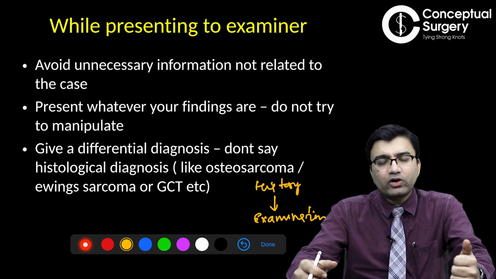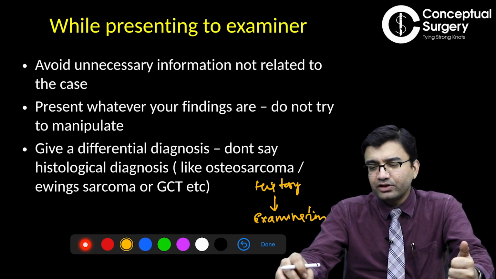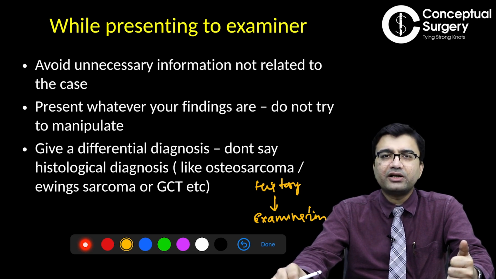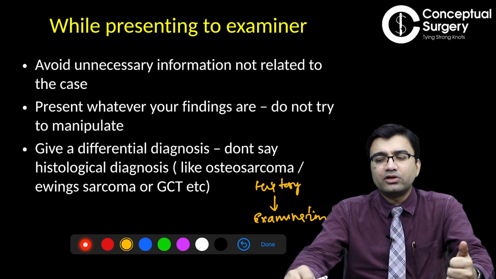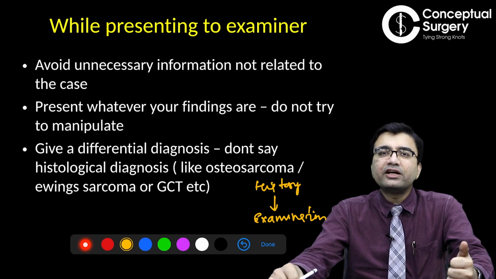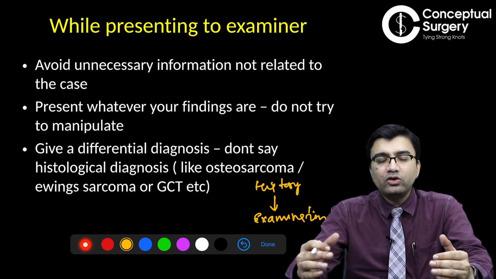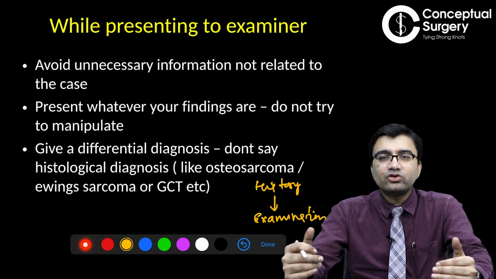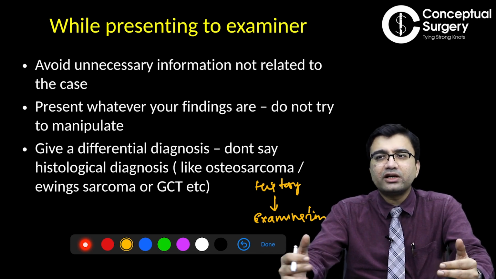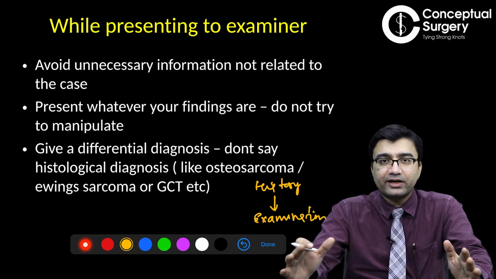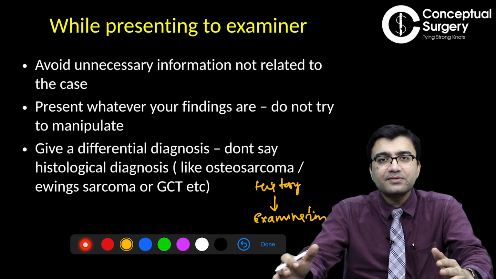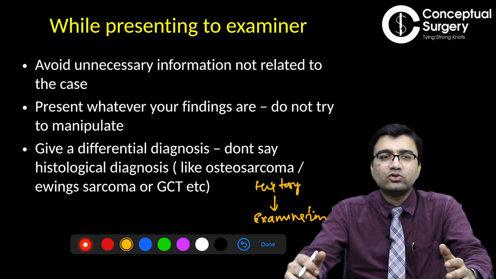So one, avoid unnecessary information. If any history is not pertinent, then don't utter it. Just say what all the positive points are, and the negative points should be to rule out the other conditions. It should not be just that you say no urinary difficulty, if it is not related to your case. If it is related, definitely yes, but if it is not, don't say those things.